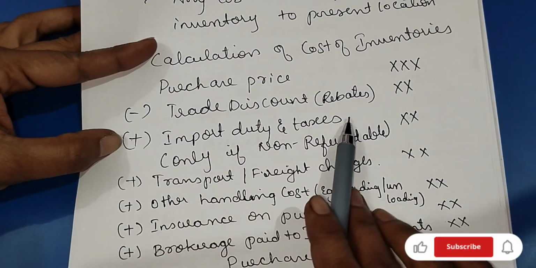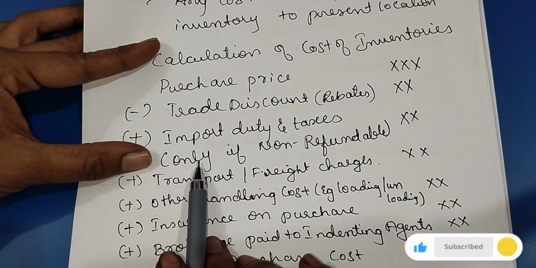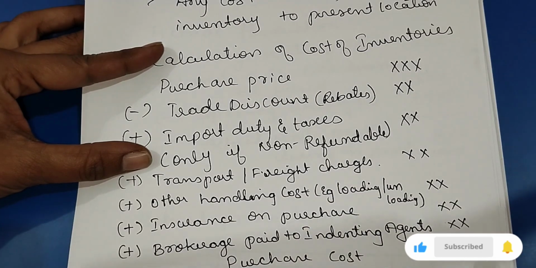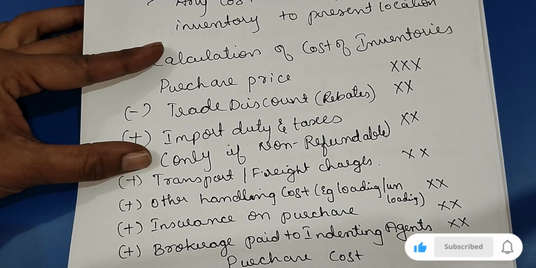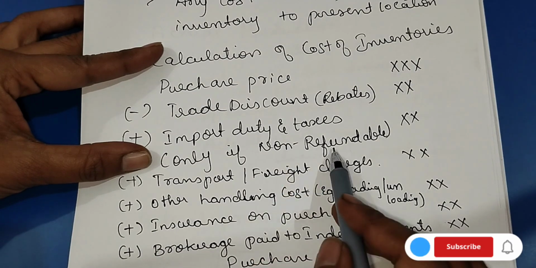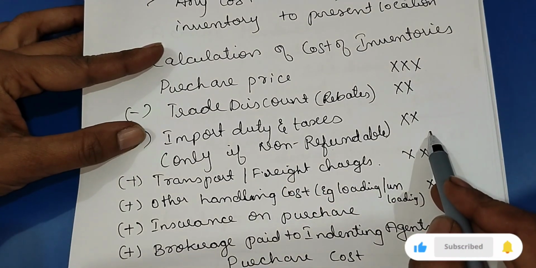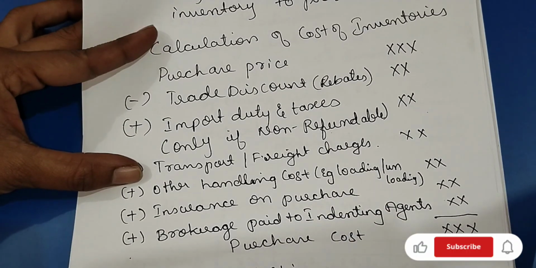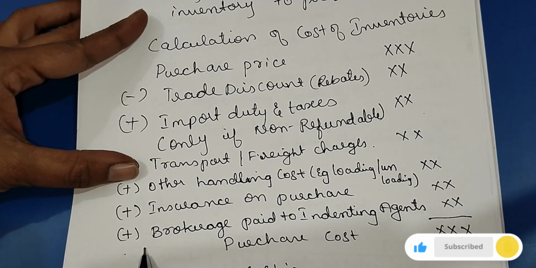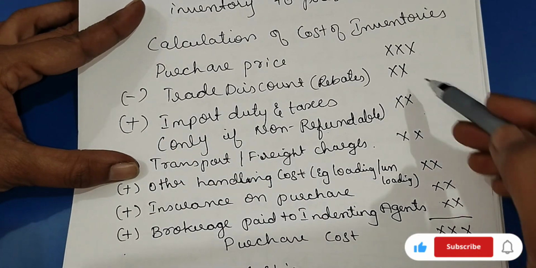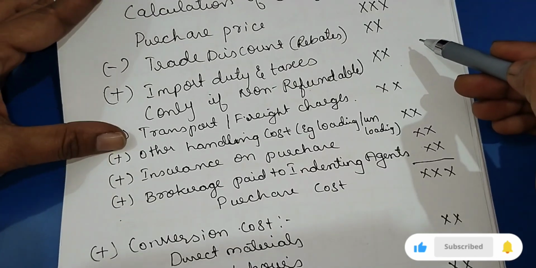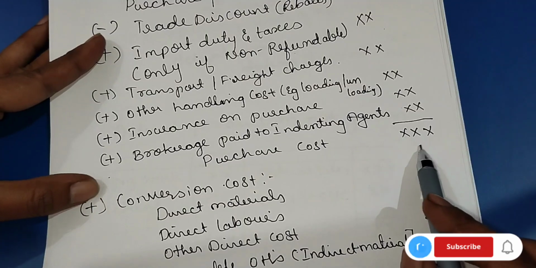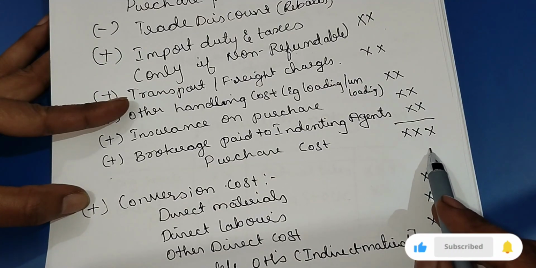If any import duty is there, here you need to remember only in case if it is non-refundable. Any duties you have paid that are refundable, then you are not going to consider that. Only in case it is non-refundable, then you are considering that. Okay. Transport, freight charges, other handling costs like loading, unloading, insurance on purchase, brokerage, all these expenses you are adding to your purchase price. Because these will all be considered as your purchase price only, the purchase cost. Okay. These are the cost of your raw material.